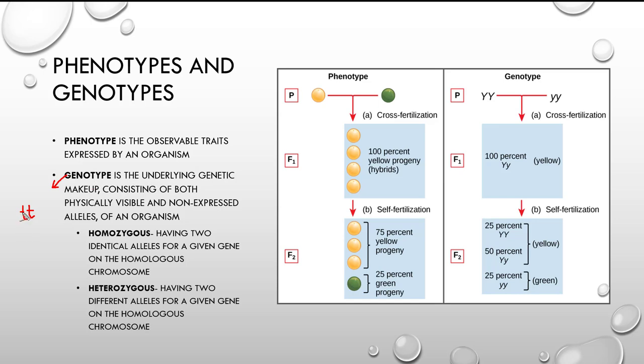So she got one of her little t's from her mom and the other little t from her dad. And since both of them are the same, we call that homozygous. So think homo means the same. So homozygous means having 2 identical alleles for a given gene. And since both of these are recessive, you can call it homozygous recessive.